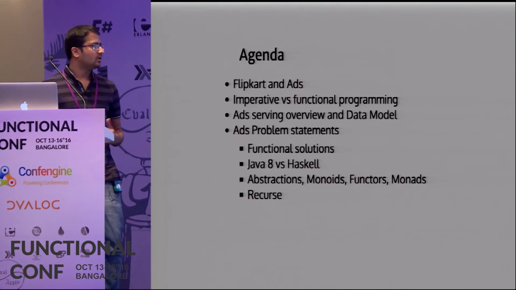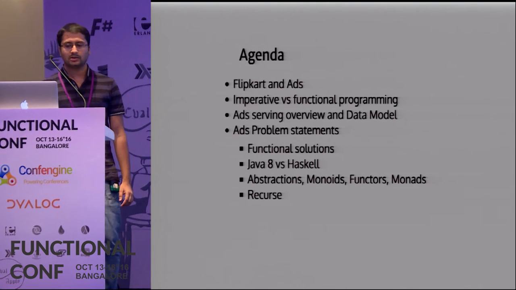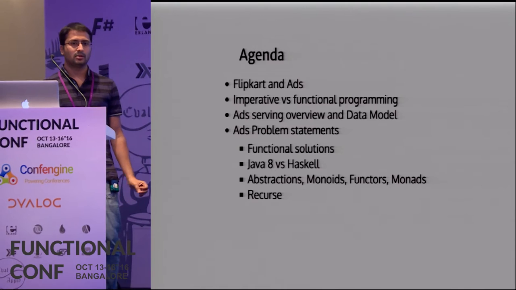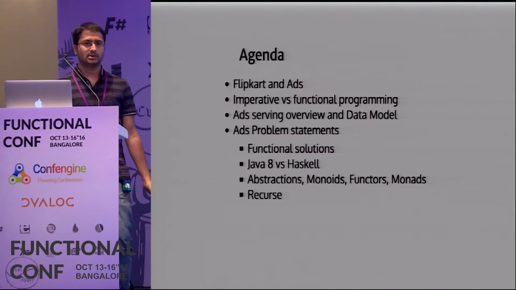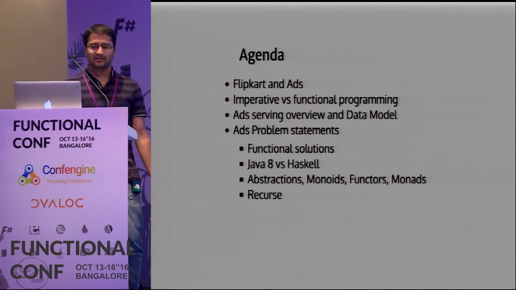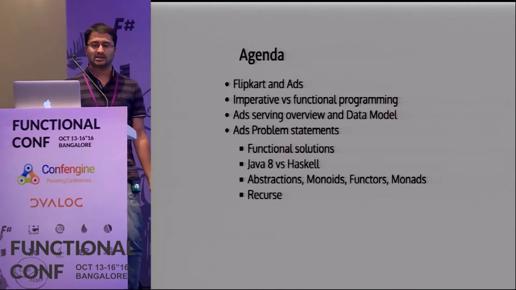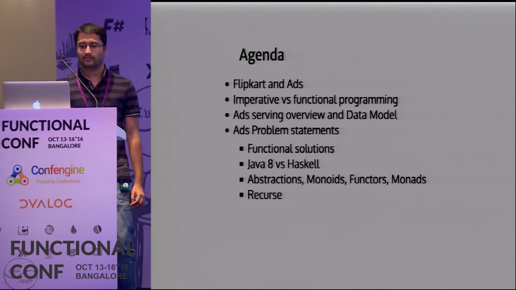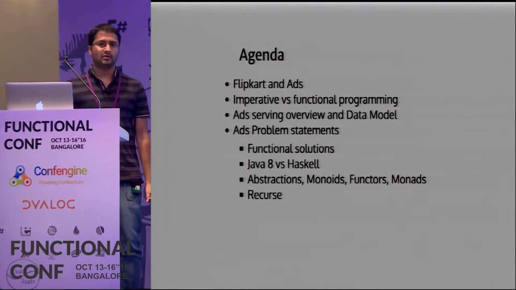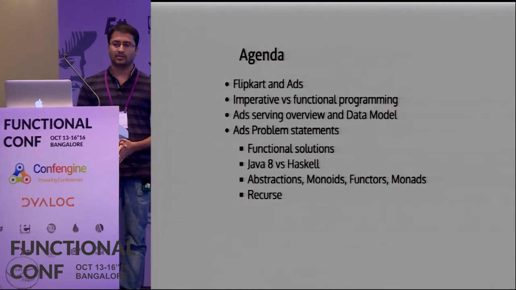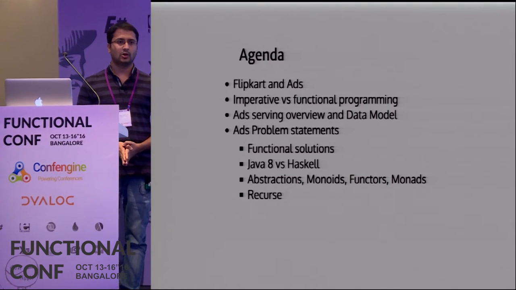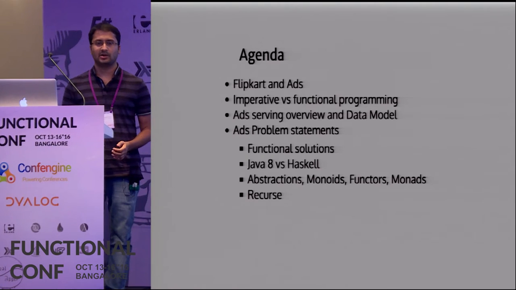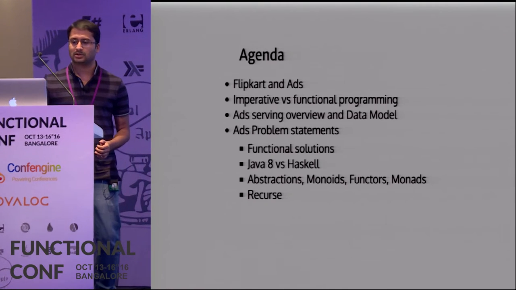After that, we'll briefly talk about some problems with imperative programming and how functional programming addresses some of these concerns. I'll give a high-level overview of ads serving, both from a domain perspective and from an architectural perspective. After that, we'll go through different problems in advertising and discuss functional solutions for these problems and see how the Java 8 solution compares with Haskell solutions for these problems.